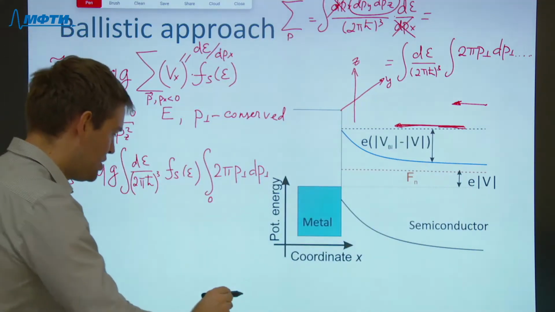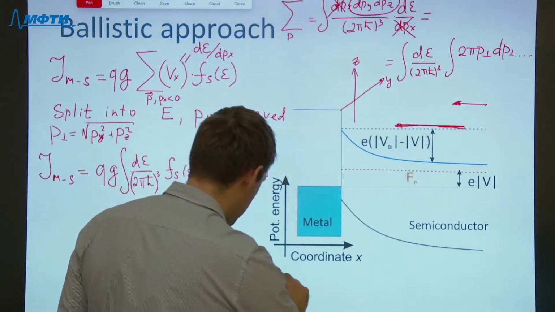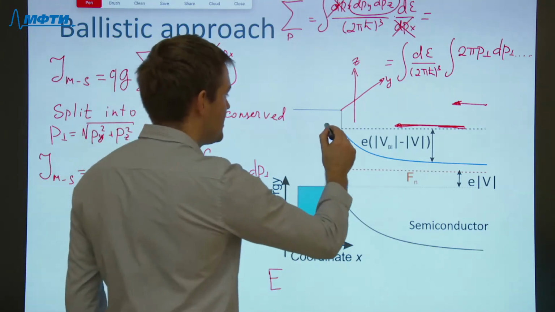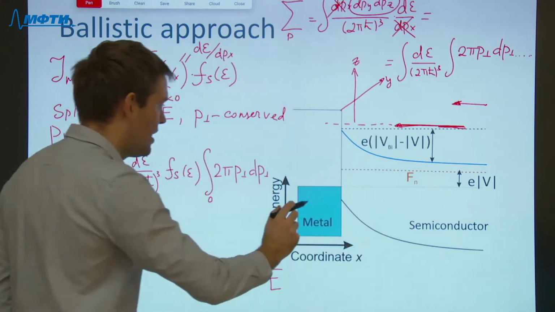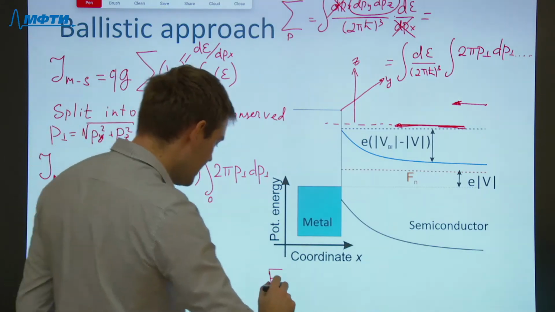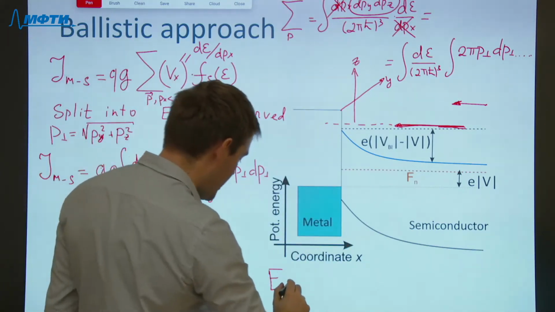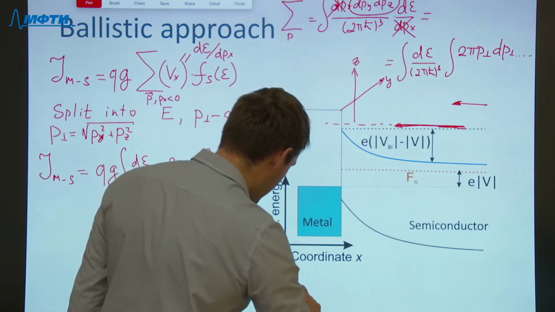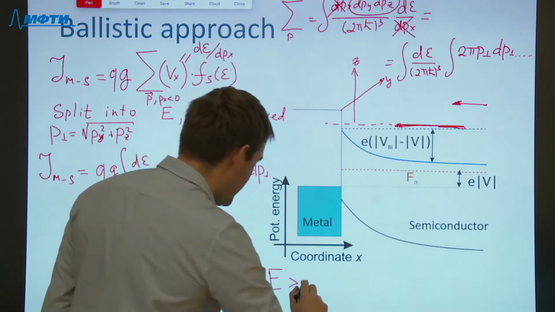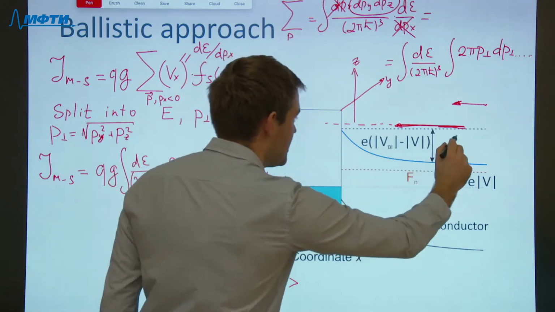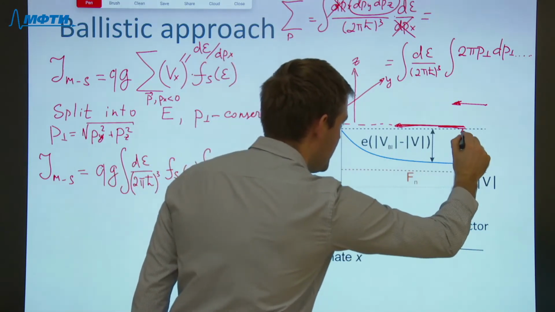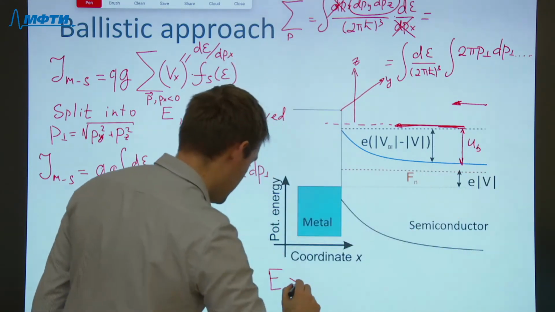The energy of a particle, if we consider the particle that can pass above the barrier, should on the one hand be greater than the barrier height. Let us denote this barrier height as UB.